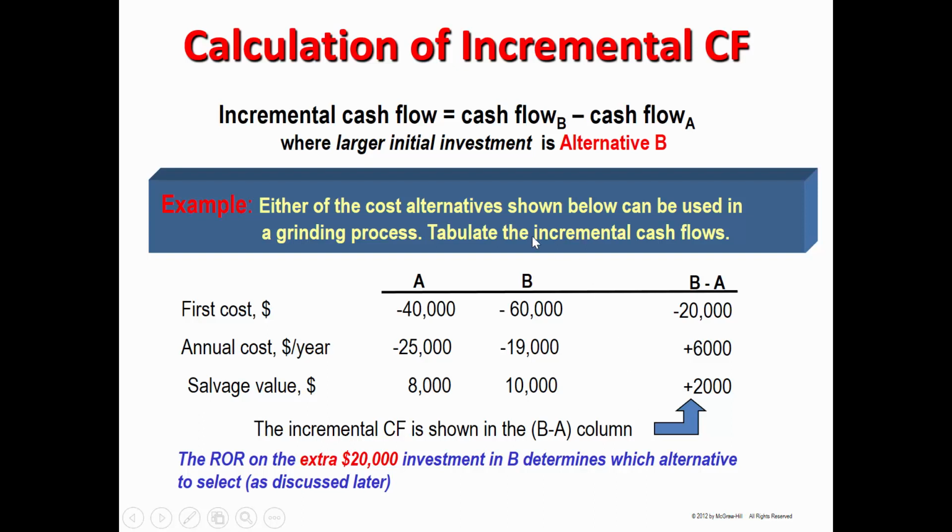Now it's no coincidence here that what we did was we ordered the cheapest option on the left side, and the more expensive option on the right side. When we're doing our incremental analysis, just to make things simpler, it makes sense to order the options in terms of cheapest on the left and increasing amounts as you move towards the right.